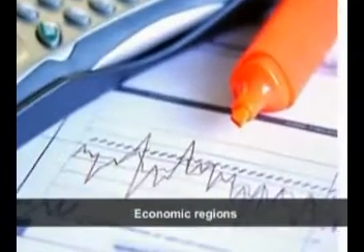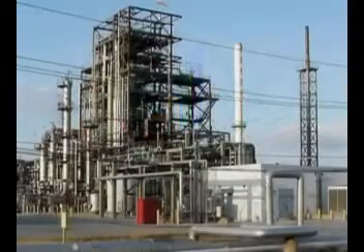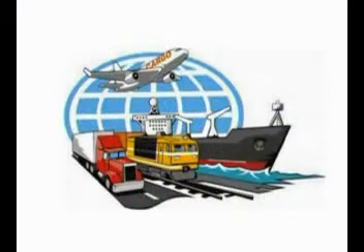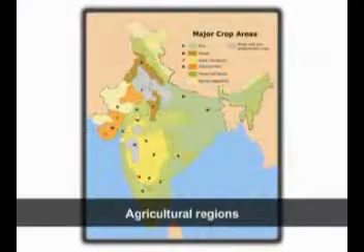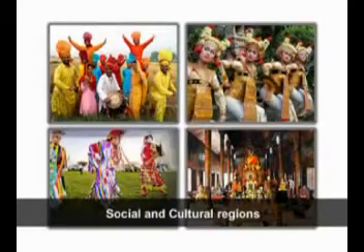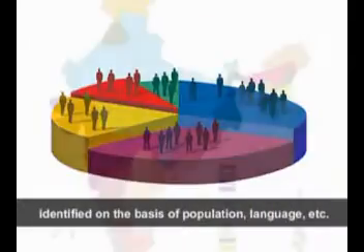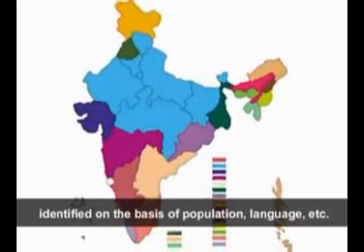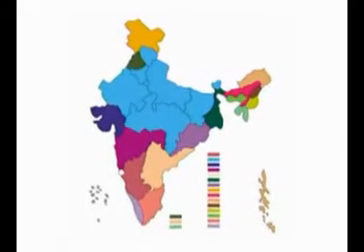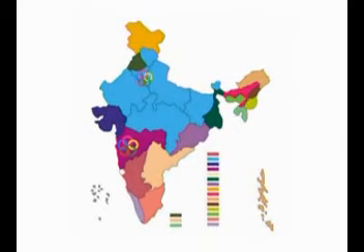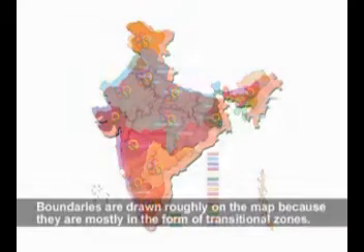For example, economic regions are based on economic factors like industries, transportation, etc. Agricultural regions are formed according to crops. Social and cultural regions are identified on the basis of population, language, etc. In each region, there are one or more core areas. The geographical pattern is well developed in these core areas.